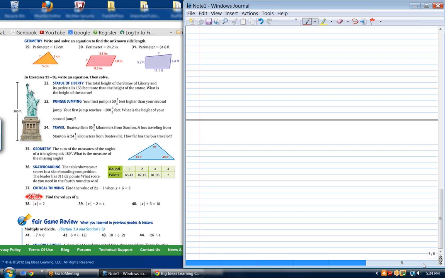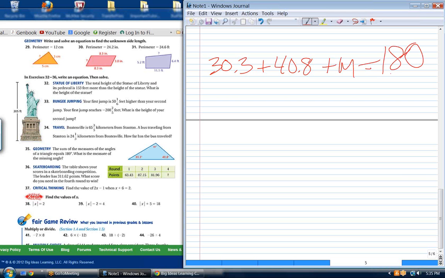So, let's look at another geometry problem. Let's look at 35. The sum of the measures of the angles of a triangle equals 180 degrees. What is the measure of the missing angle? So you would add, well, technically it would be 30.3 plus 40.8 plus m equals 180. Right. And then the way I would do it is that you subtract 30.3 and 40.8 from both sides.